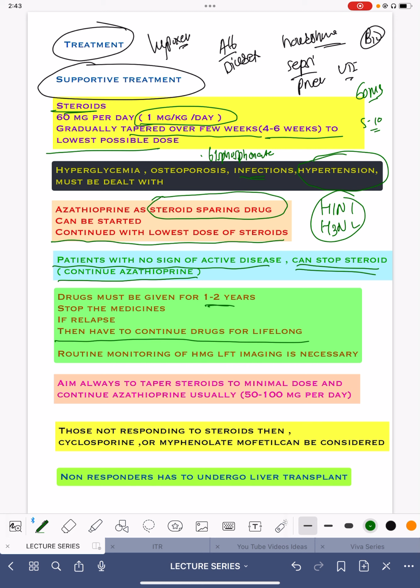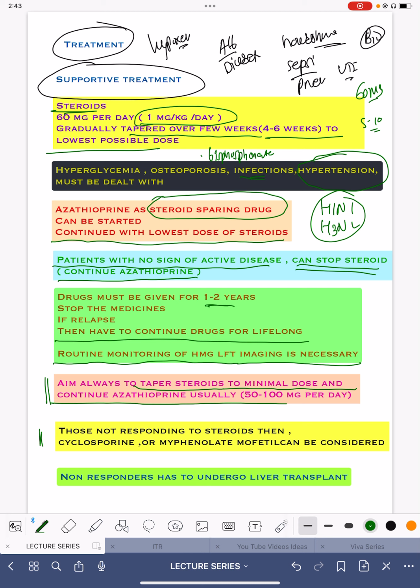In between, whenever the patient gets active hepatitis because of the autoimmune hepatitis, the dosage of azathioprine or steroids may need to be increased for a short period, maybe 7, 10, or 15 days, depending on the response to the medicines. Very commonly, routine monitoring of hemogram, LFT, and imaging is necessary. The aim of the treatment is always to taper the steroids to the minimal dose and continue azathioprine, usually between 50 to 100 mg per day.